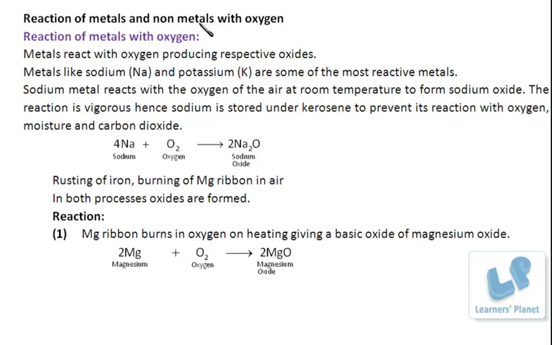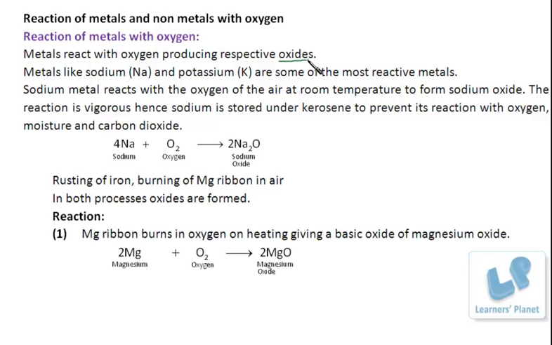Reaction of metals and non-metals with oxygen. Let's first see how the metals react with oxygen. How do they react? What is the product formed when the metals react with oxygen? Reacts is simply chemical combination. Metals react with oxygen producing respective oxides. The compound formed on the reaction of a metal with oxygen is called an oxide.